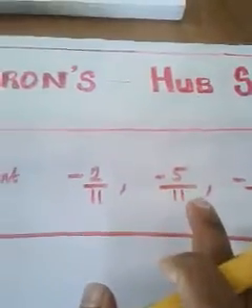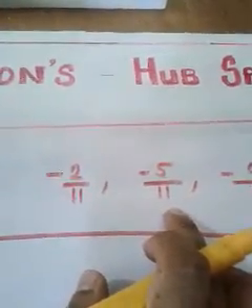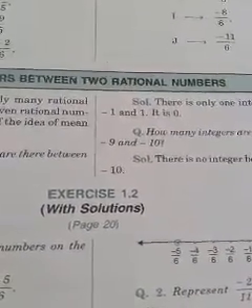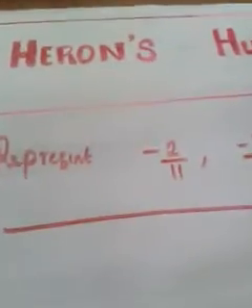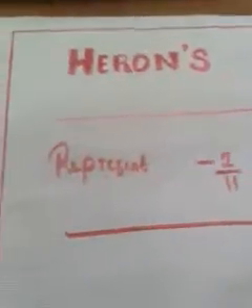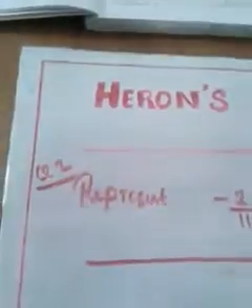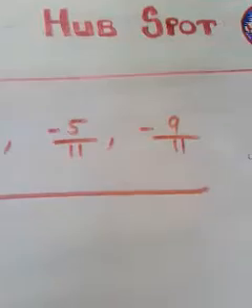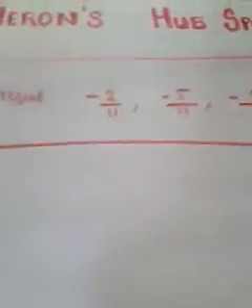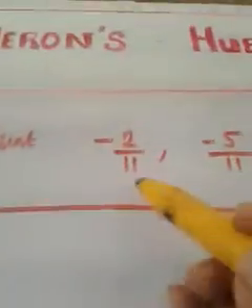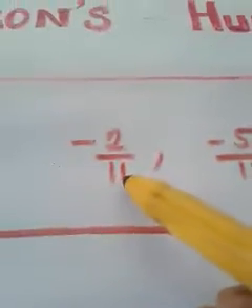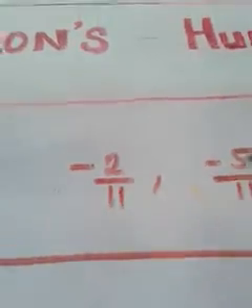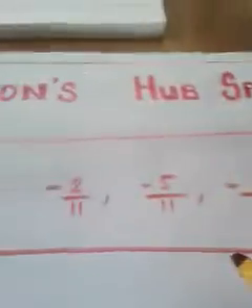I chose this question from your exercise 1.2. So this is your exercise 1.2, question number 2. Represent minus 2 by 11, minus 5 by 11, minus 9 by 11 on number line. This is the question, and you just see what the denominator is. Here the denominator is 11, and all the numbers are negative rational numbers.